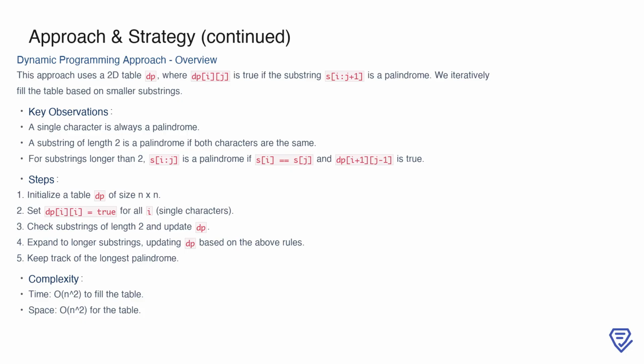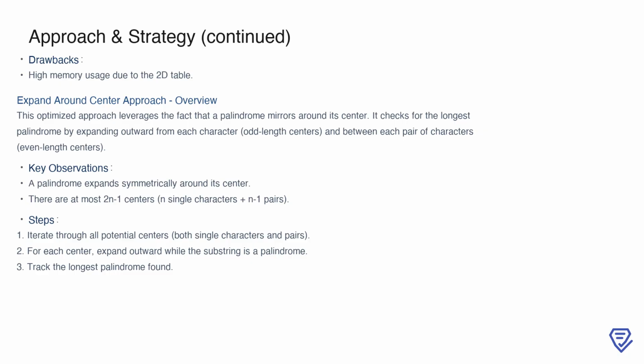Throughout the process, we track the longest palindrome and its position. While this approach significantly improves time complexity to O(n squared), as we only need to fill the table, it does require O(n squared) space to store the table. One drawback of the dynamic programming approach is its high memory usage due to the two-dimensional table, which can be a limiting factor for very large input strings.